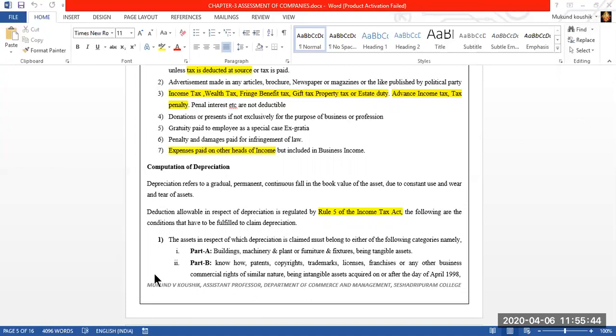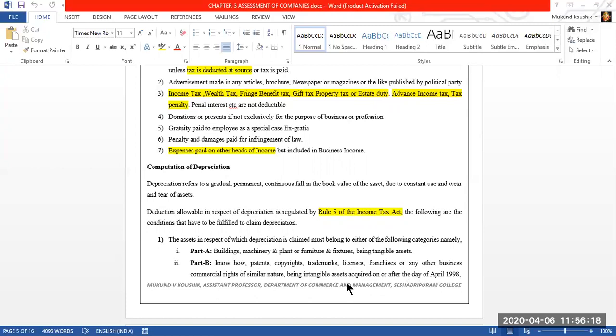Now the first condition as per Rule 5 of the Income Tax Act in order to claim depreciation states that the asset in respect of which depreciation is claimed must belong either to Part A or to Part B. Part A constitutes all the tangible assets like building, plant and machinery, or furniture and fixtures. Part B constitutes intangible assets like know-how, patents, copyrights, trademarks, licenses, franchises, or any other commercial rights of similar nature.